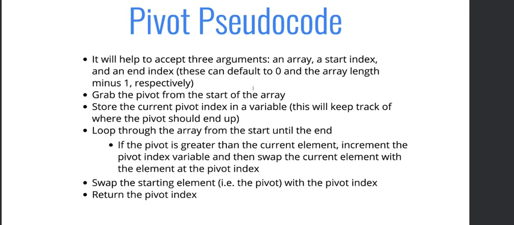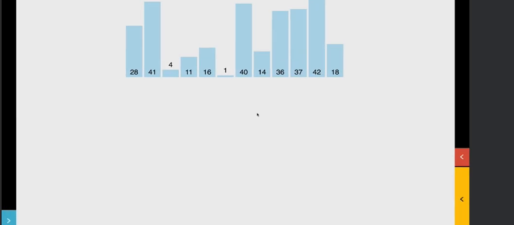So rather than just talking about text, let's look at it. At the very beginning, we're going to pick the first element to be our pivot. We start at 28. Then what we do is loop through every other element, and we compare 28 to 41 in this first case. 41 is greater, so we don't do anything. And then we get to 4. 28 is greater than 4, so we know that we need to have 4 on the left side of 28. And we're just going to keep a mental note.